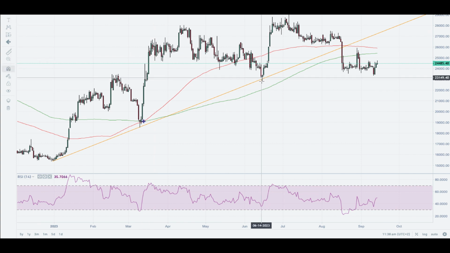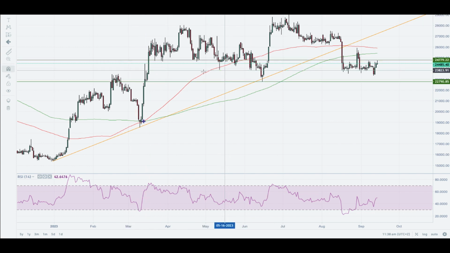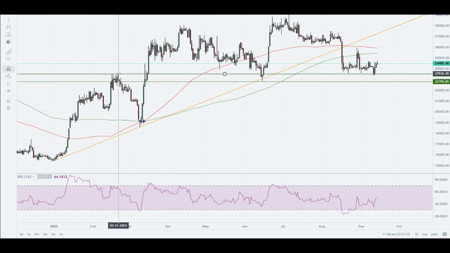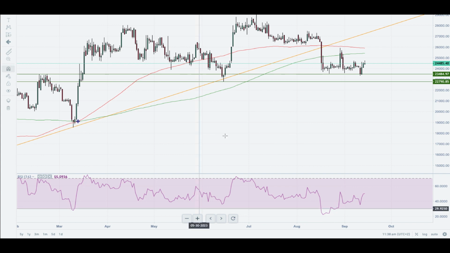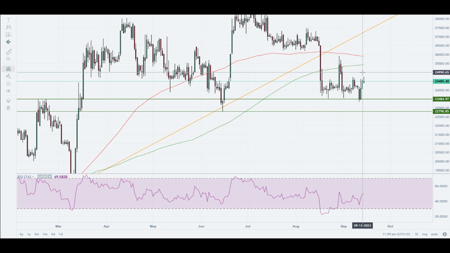The nearest technical support in this situation is located at 22,790, and there's another level which was very useful recently, and this level is 23,536. As you can see, we tested it once, tested it a second time. For the third time it was slightly violated, but then very briefly the market jumped right back on. Let me just zoom in a little bit here.